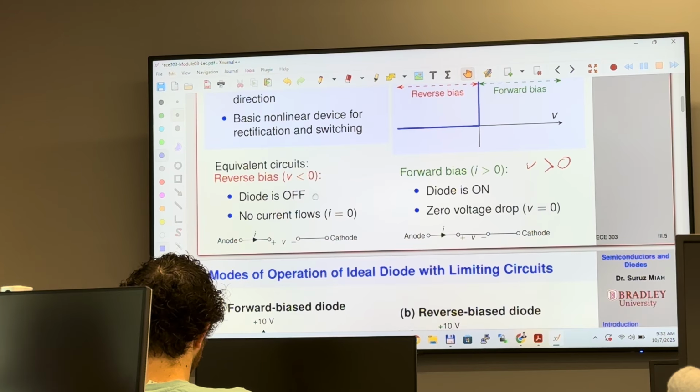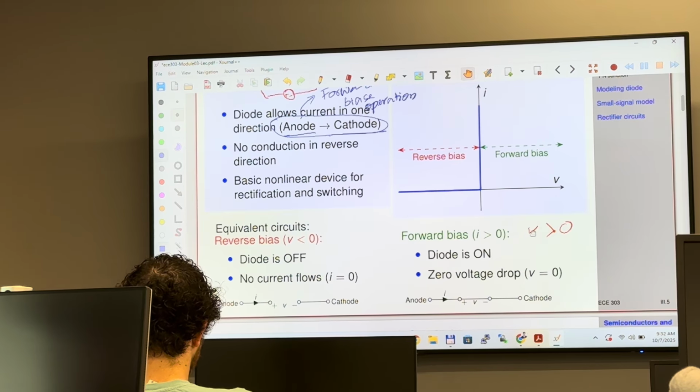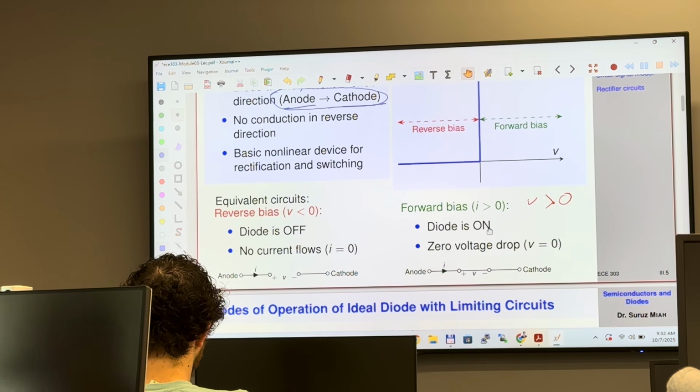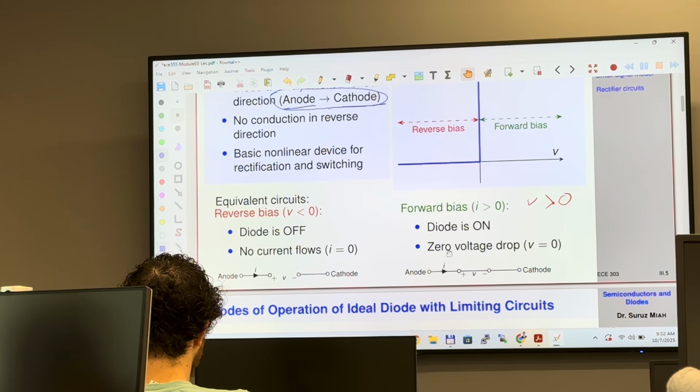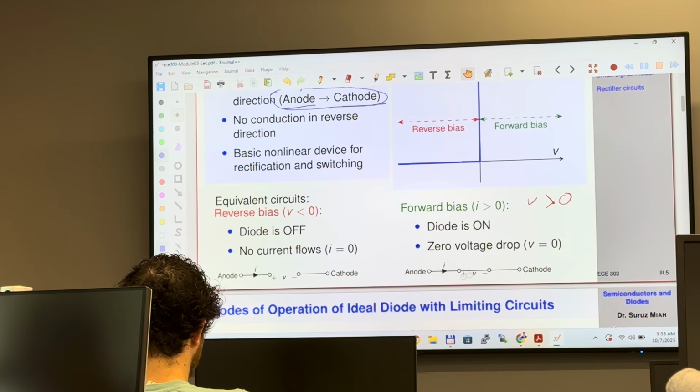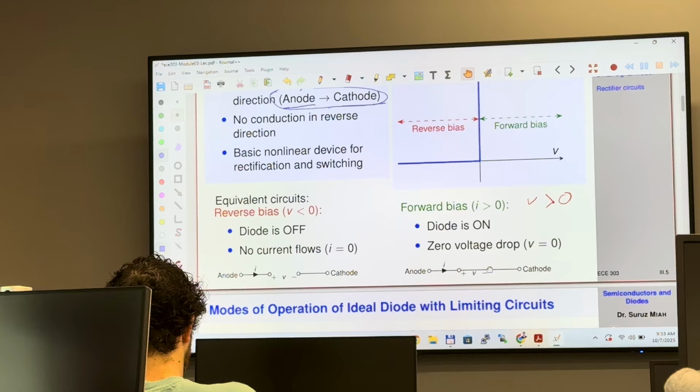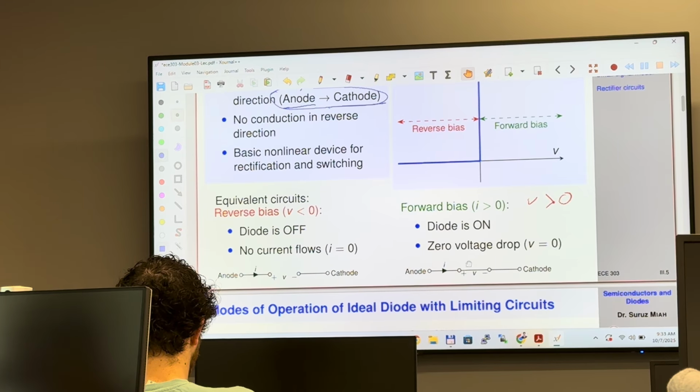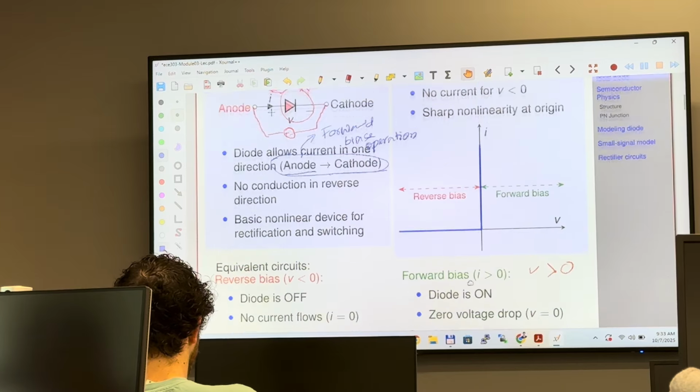In forward bias, V has to be positive and then the diode is going to be on. We said the diode is on with 0 voltage drop. The voltage between these two terminals is going to be 0, which means it's a piece of wire.